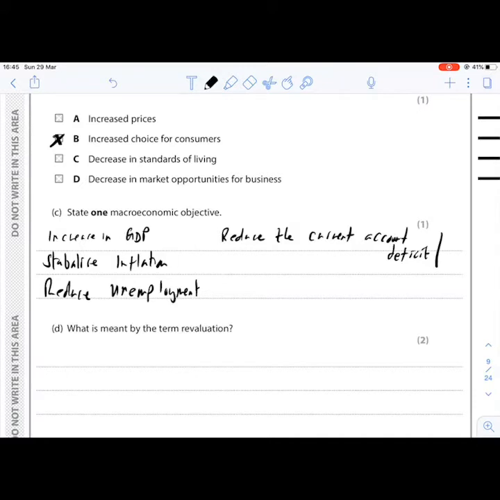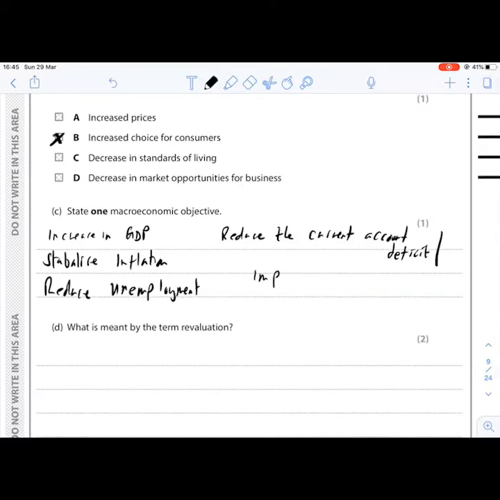Alternatively, you could just say to improve the current account balance, because we don't know if the current account currently has a deficit or a surplus. So you can simply say to improve the current account balance.